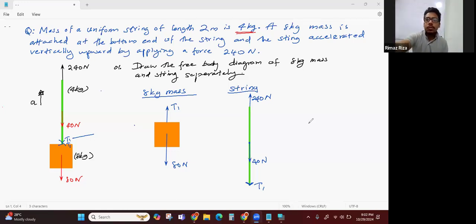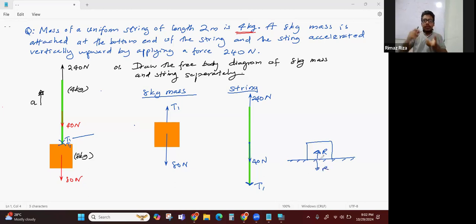Okay, so the normal reaction force arises when two objects are in contact, right? If the box is kept down, let's say this is the ground, and we keep the box on it, then there will be a normal reaction force acting on it. So an opposite reaction force acts on the ground, right?